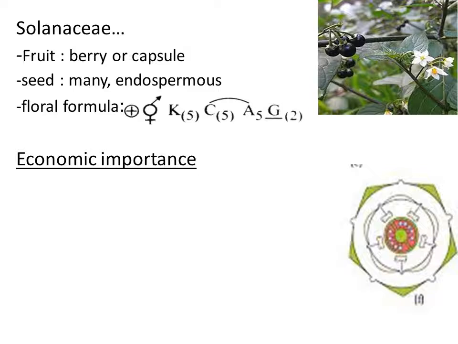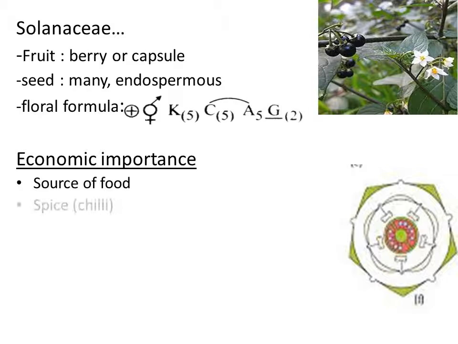So what are the economic importances? We know that Solanaceae plants are distributed in the tropical, subtropical and temperate zones. So in most areas we can see the members of the Solanaceae family. These plants are a source of food. We can take the example of potato plant. Potato is a source of food, and we can also take the brinjal plant. Brinjal also belongs to the Solanaceae family. Then tomato also belongs to the Solanaceae family. So the plants belonging to this family are a source of food.